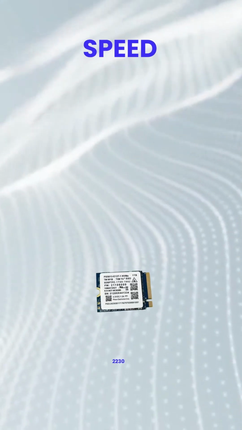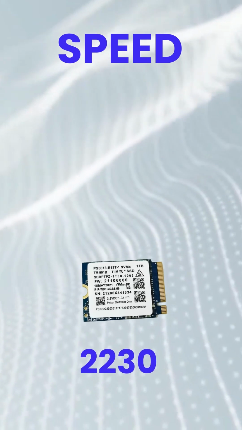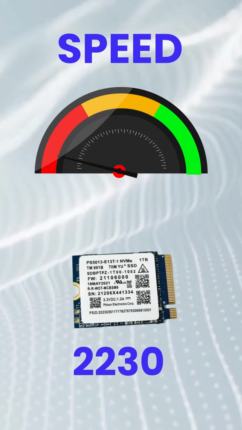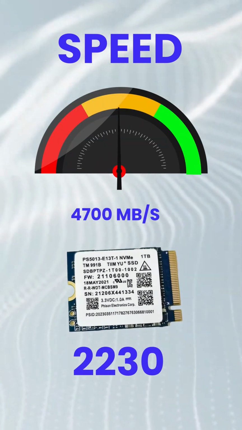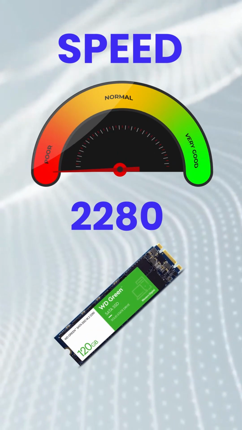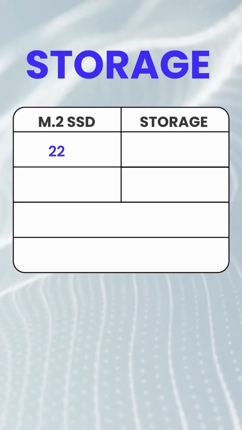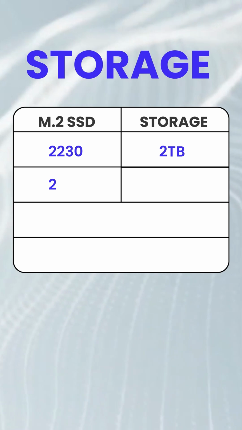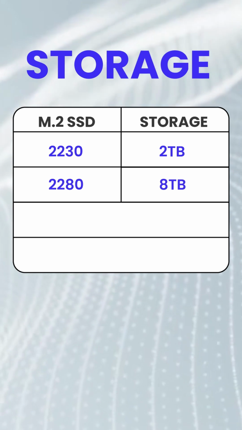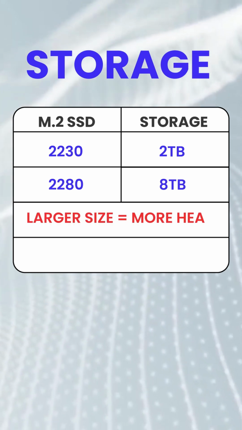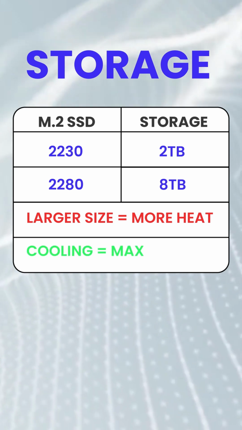Looking at speed, the 2230 can actually outperform the 2280 in some cases with up to 4,700 MB per second read speeds. However, the 2280 has more NAND chips, which can mean even higher performance in heavy workloads. For storage, 2230 tops out at 2 TB, while 2280 can go up to 8 TB. But remember, larger sizes generate more heat, so consider cooling if you need maximum storage.